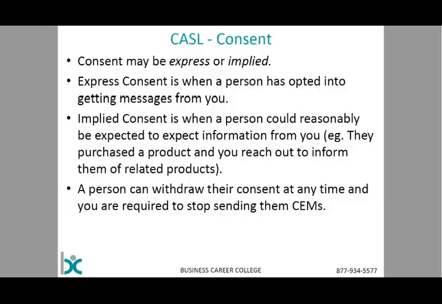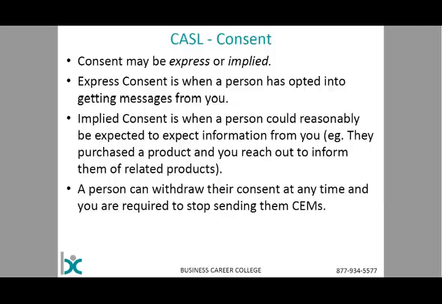Regardless of which type of consent a person gives you, they can withdraw that consent at any time, and you're required to stop sending them commercial electronic messages. Like I said, they can withdraw that consent at any time. It could be when they purchase with you, they could say, I don't want any electronic messages. Then even your implied consent would be gone. It can be just after, or it can be years down the road.